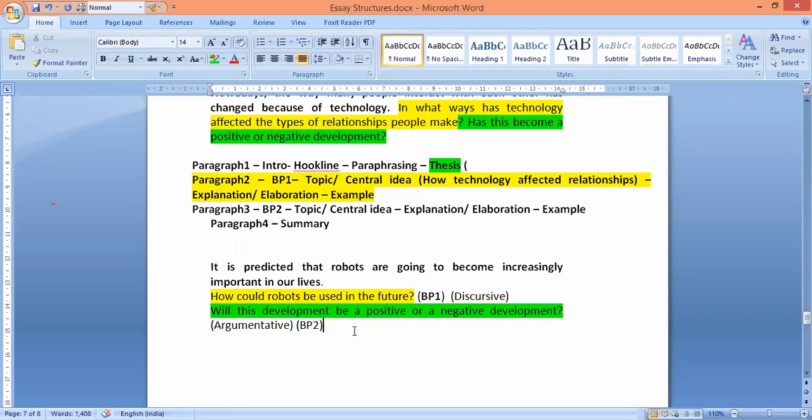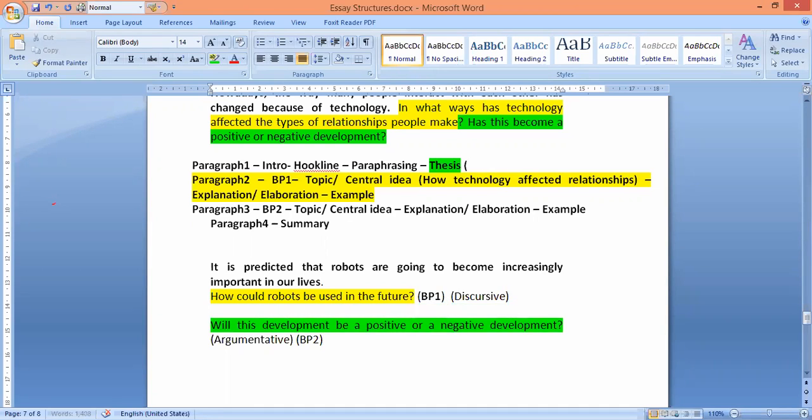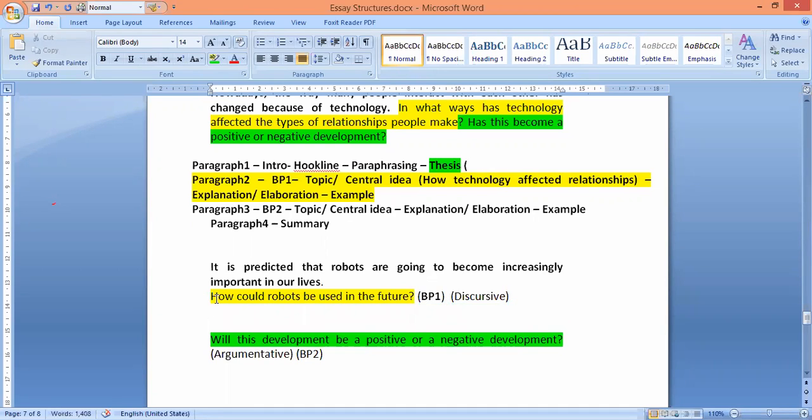Was this your question? Or you can ask your question again, like if I didn't answer your question. No, sir. The question was whether it is a positive or negative development, right? So we have to choose, like in body paragraph 1, we have to write a positive development? No, no. After that, in body paragraph 1 you don't have to write the development. You just need to answer this question in the body paragraph.